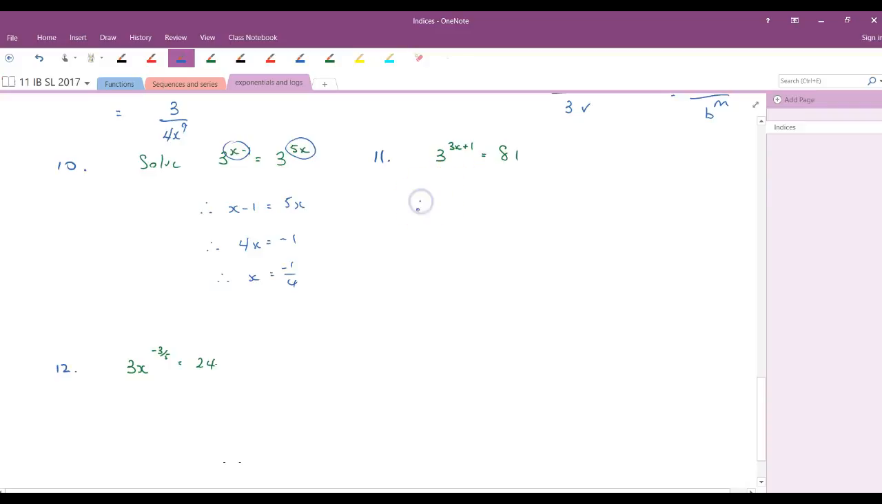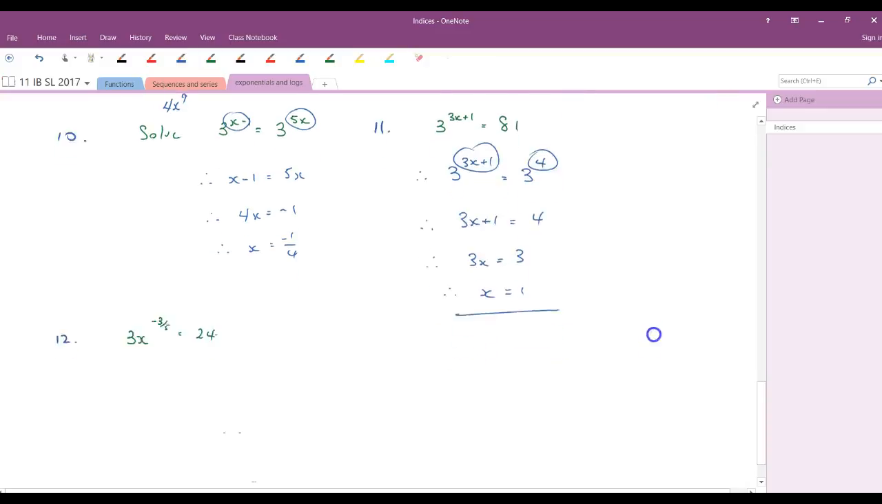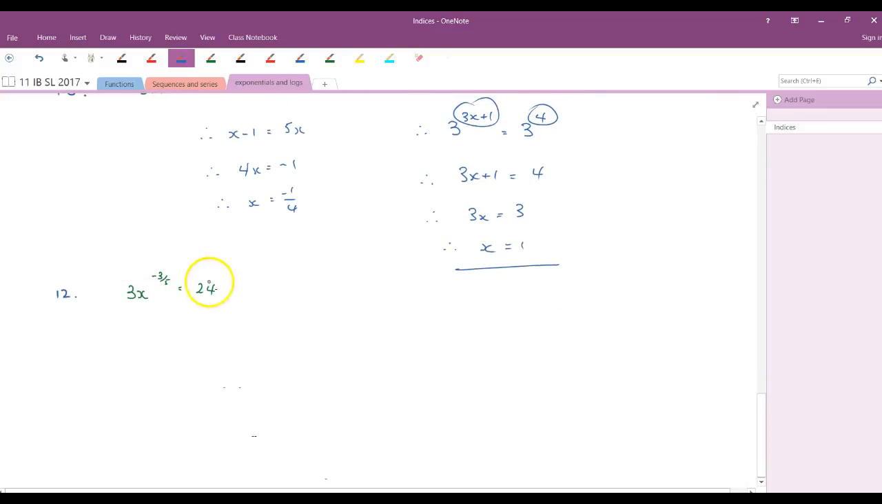Now in 11, I've got 3 to the 3x plus 1, and I'm going to make 81 have a base of 3. I just know it's 3 to the power of 4. Now I've got the same base, I can equate my indices. 3x plus 1 is equal to 4, and therefore 3x is equal to 3, and therefore x is equal to 1.